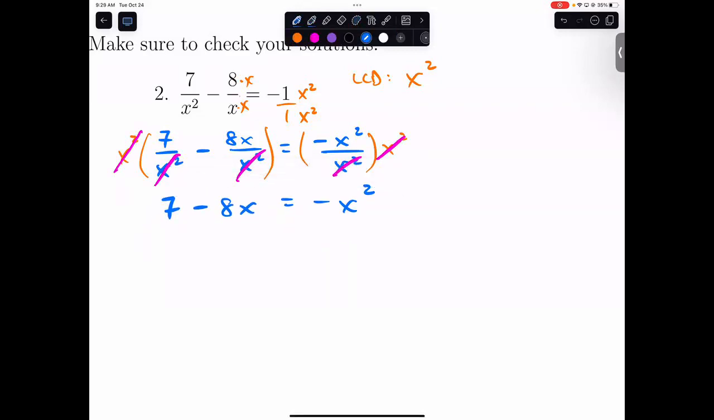But first, everything to one side. We got to set it equal to 0. So I'm going to add x squared to both sides because I don't like having to deal with the leading coefficient being negative. So I'm just going to add this over to get x squared minus 8x plus 7 equals 0. Yeah, that one factors nicely, or you can use the quadratic formula. As usual, you do whatever you're more comfortable with.